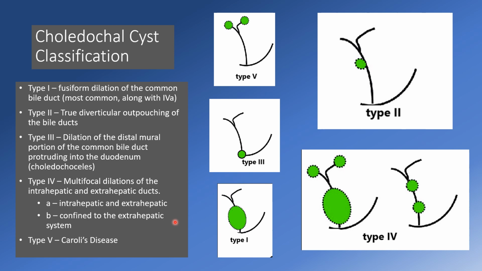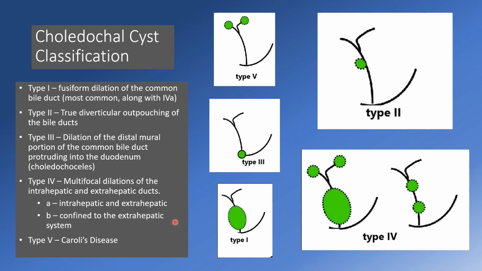Okay, so type 2 is a true diverticular outpouching of the bile ducts. So type 1 is fusiform, meaning it's going to be sort of like an aneurysm in that it expands equally on all sides. The diverticular outpouching tends to be more like a saccular aneurysm if we're going to compare it to like a AAA.